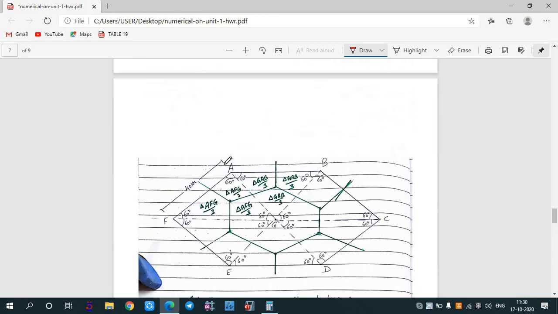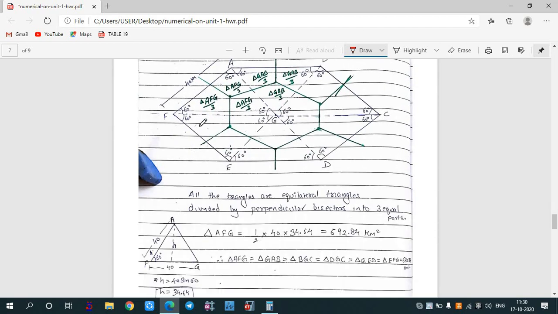For that we require the area. So we need to find out the area of a single triangle. All the triangles are equilateral triangles. In the Thiessen polygon method, we need to divide the triangles with the help of bisectors into 3 parts. So we will draw all the perpendicular bisectors to divide the triangles into 3 parts.